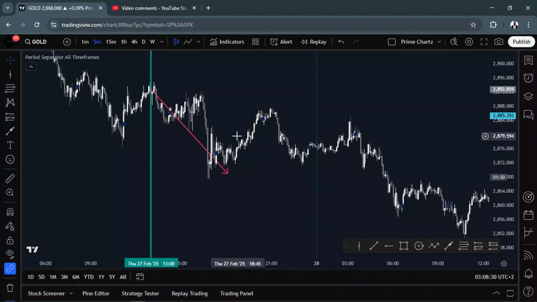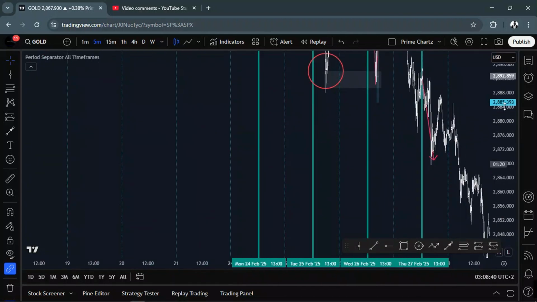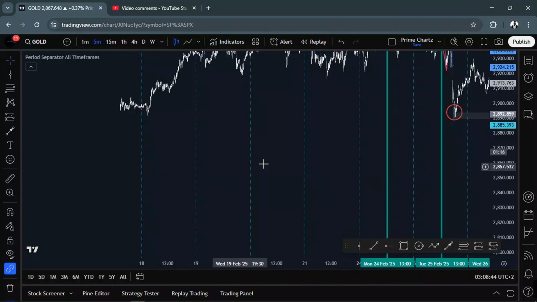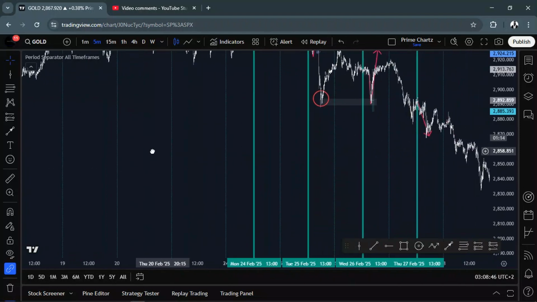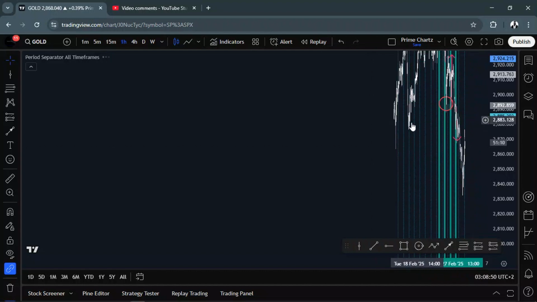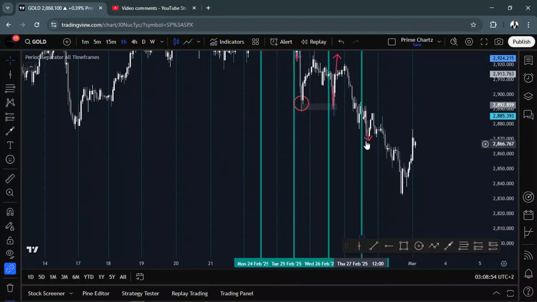So again, we need to look on the left side. We need to find the reasons to enter the market, right? So let's look on the left side. Okay, so we are looking on the left side here. We don't see anything. Okay, let's go on a higher time frame. Let us go on 1 hour. Remember, price is here, right?